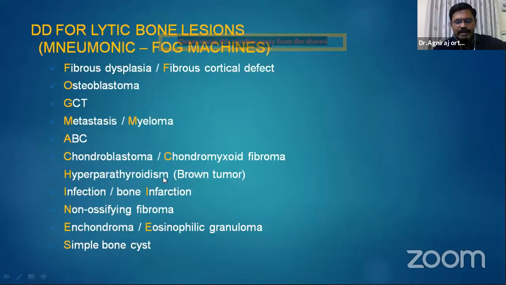Other thing, hyperparathyroidism, otherwise called brown tumor. Even infection can produce lytic lesion, and bone infarction. Other one is non-ossifying fibroma. So you can remember this easily. NAG expands, I told, NAG. So three things are here. And all the chondrogenic tumors, chondroblastoma, chondromyxoid fibroma, and enchondroma, and simple bone cyst. The other tumor is eosinophilic granuloma. These are the differential diagnosis for lytic bone tumors.